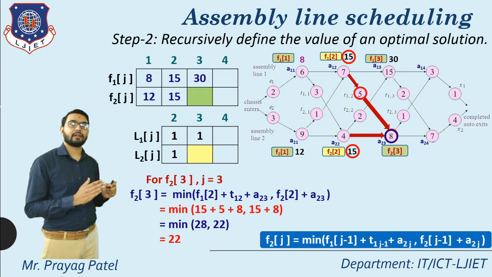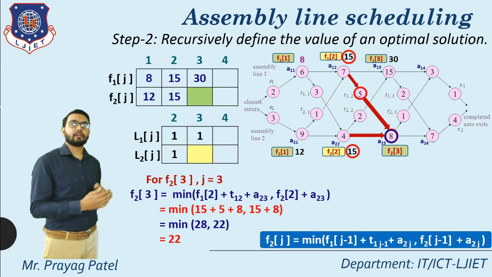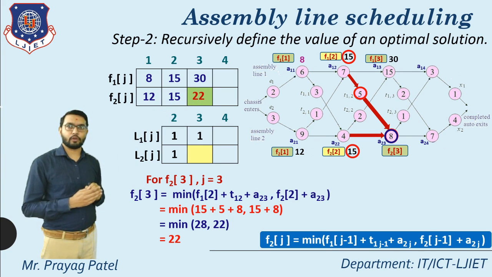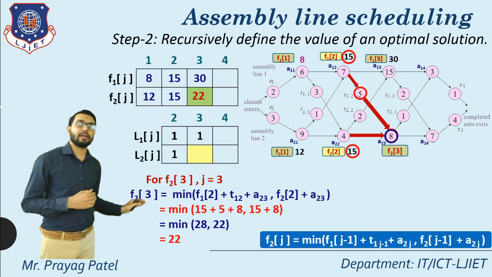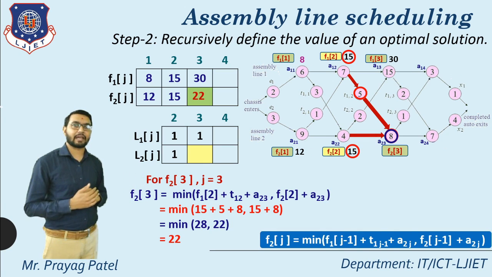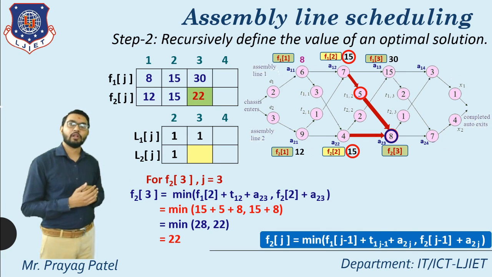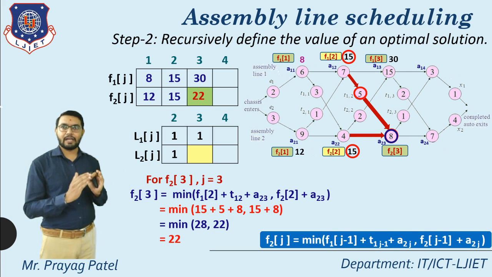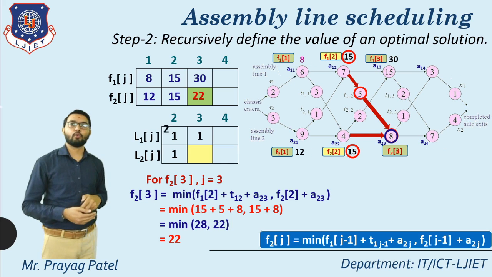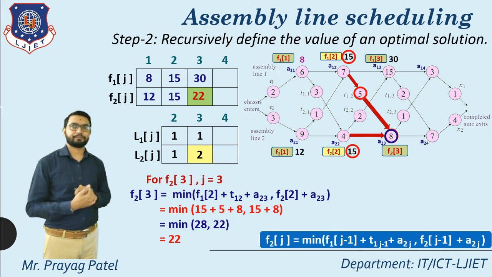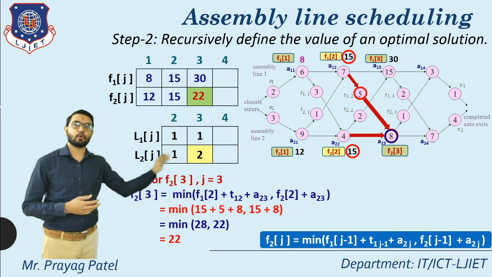But remember that here we need to know whether 22 occurs from the first option or the second option, because these correspond to line numbers 1 and 2. So consider the minimum of 28 and 22: 22 occurs from the second option, which means line number 2. So 22 occurs from line number 2. Consider line number 2 for L23 and put the value 2 in this location.